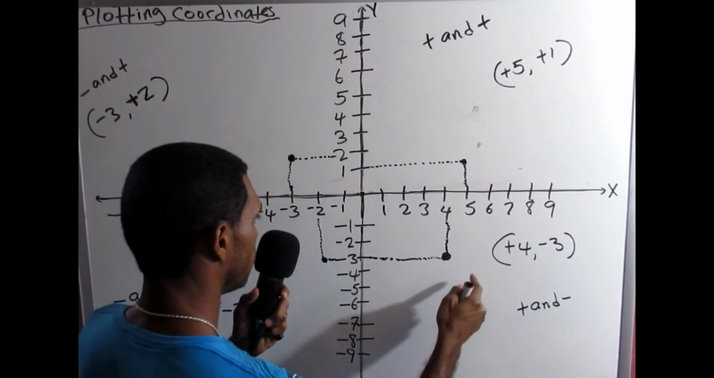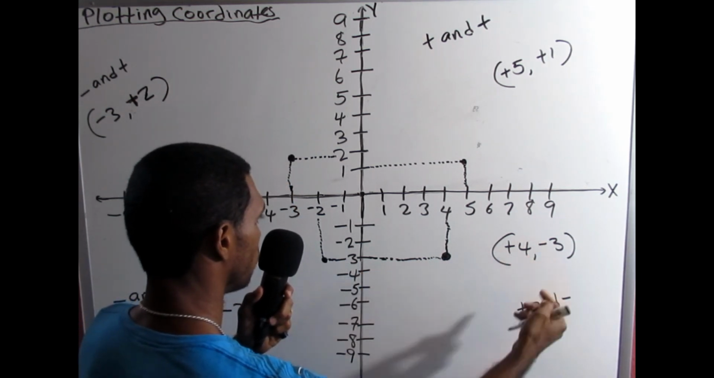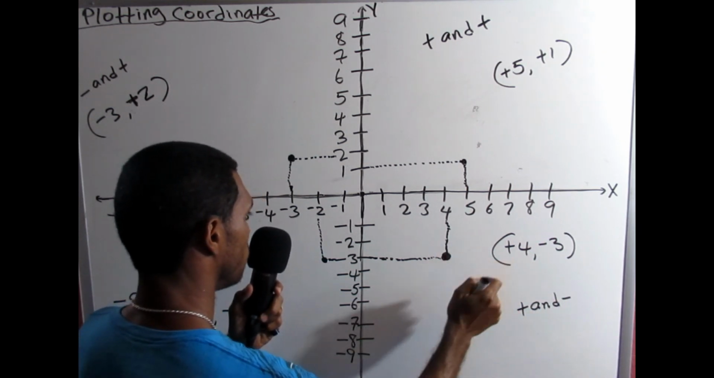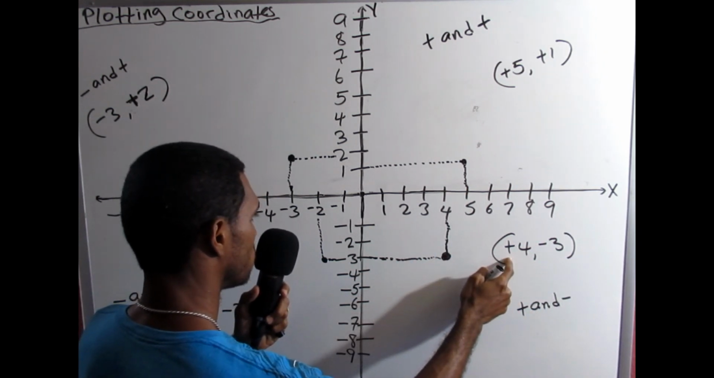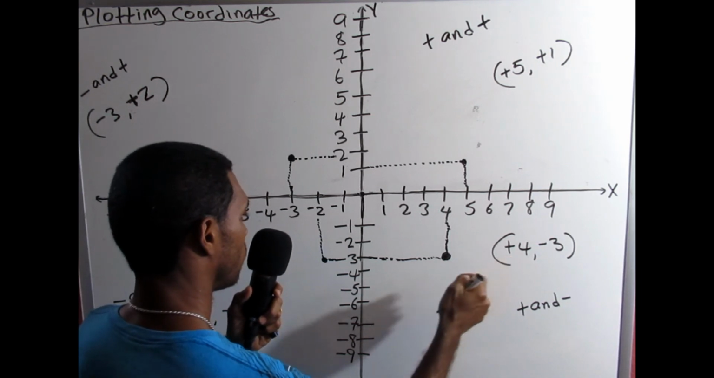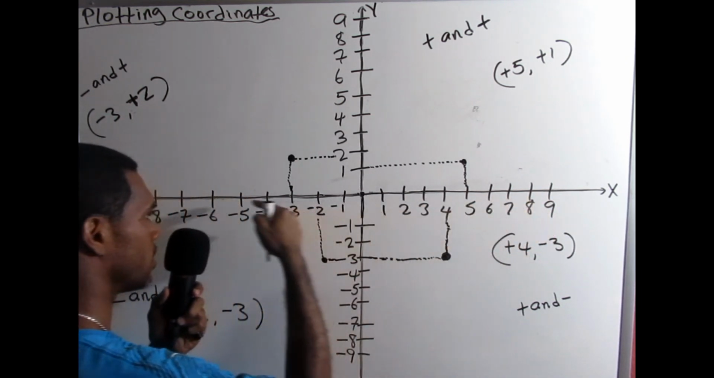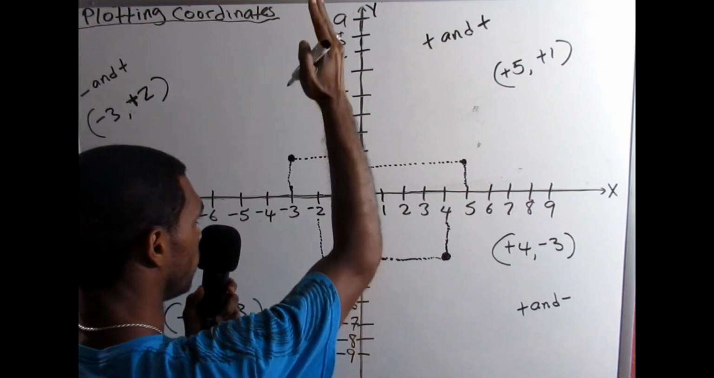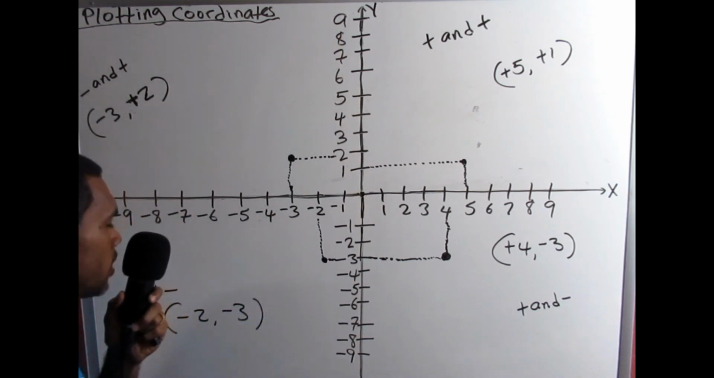Remember, whatever you're plotting, it could be positive and positive or negative, but always remember that your first number that you're plotting will always be on the x-axis, and the next one you're going to locate on the y-axis.